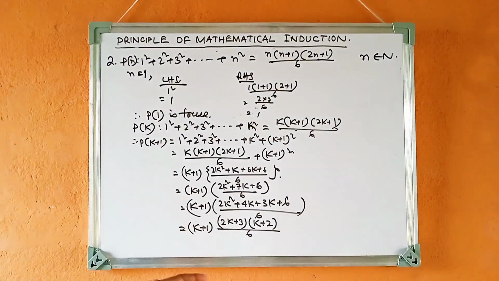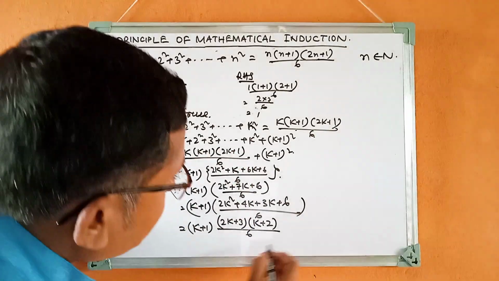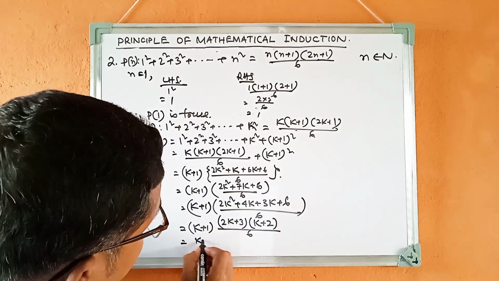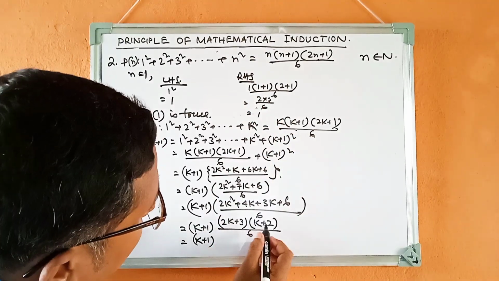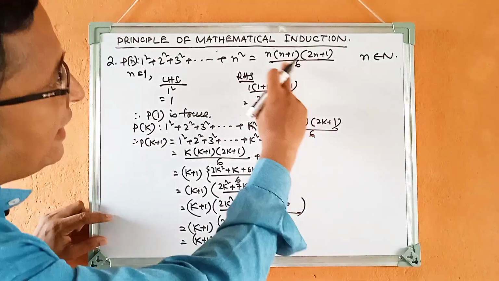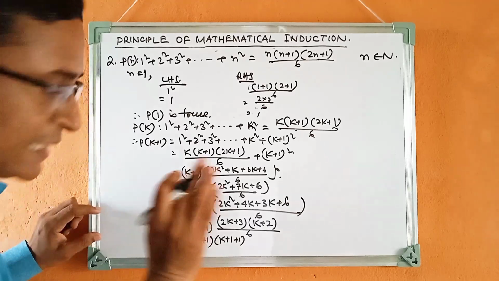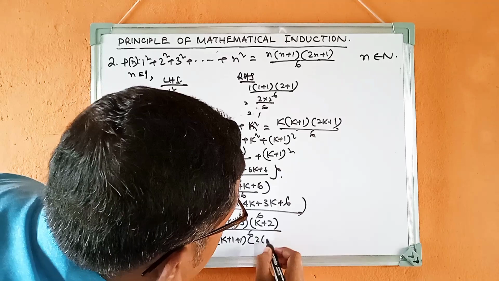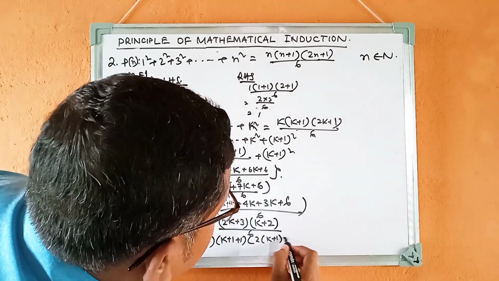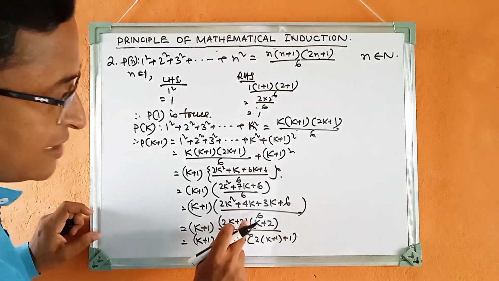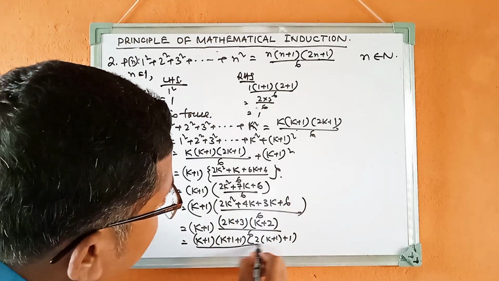Clear? Now arrange the result in this format. Now see how to arrange it. See carefully. The final line is, n means k plus 1. Now k plus 2 we write as k plus 1 plus 1, that is n plus 1. And then 2n plus 1, that means 2 into n, where n means k plus 1, then plus 1, then we get 2k plus 2 plus 1, that is 2k plus 3, divided by 6.